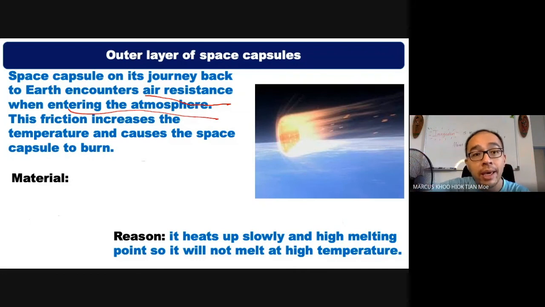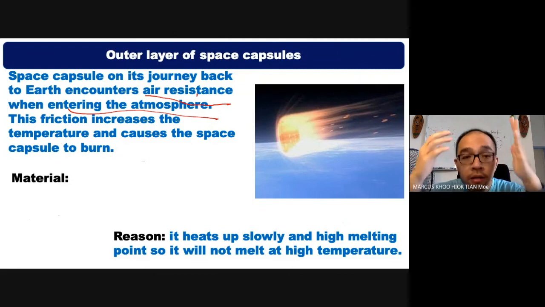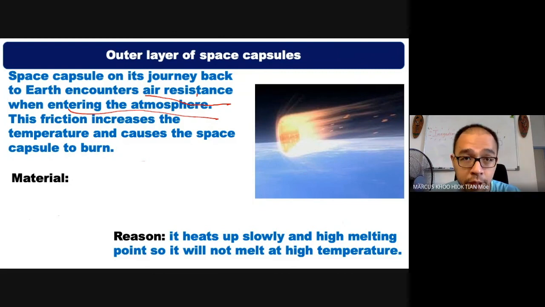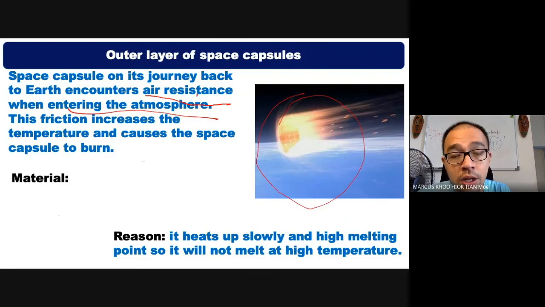But when it's coming back into Earth, as it enters the atmosphere, it's suddenly going to be hitting a lot of air. And because of that, there's going to be a lot of air resistance. And when there's air resistance, there's always friction. The friction causes a rise in temperature, and it will cause the space capsule to burn like this. So we want the material of the space capsule to be able to withstand that amount of heat. And we're not talking about the heat like your hair dryer kind of heat. This is like thousands and thousands of degrees Celsius.